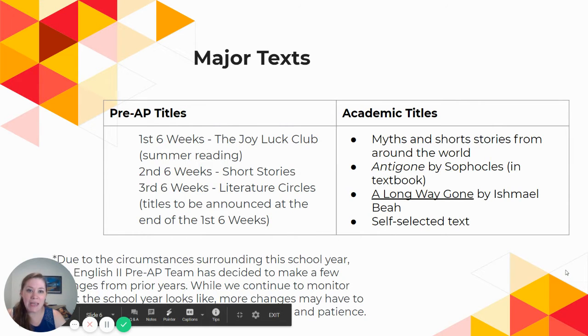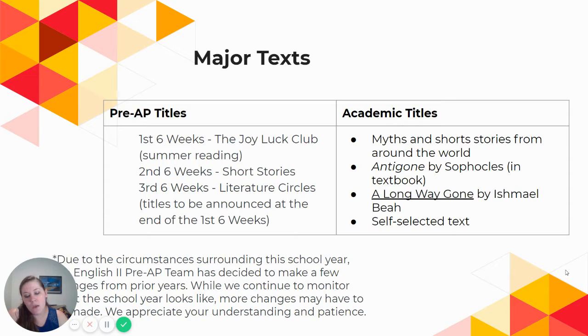Okay, so major texts. Start with academics. So in academic, we read myths and short stories from around the world. We also read Antigone by Sophocles, and that one's in our textbook. We read A Long Way Gone by Ishmael Beah, and then we have a self-selected text. So the things that we read together, we'll provide those, whether it be in person or online, we'll find a way.